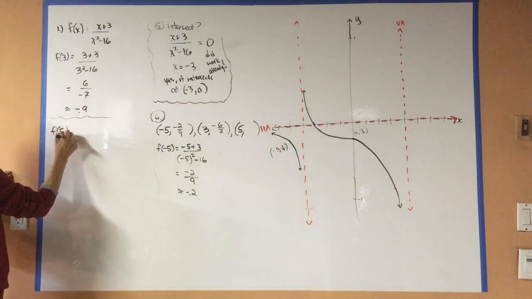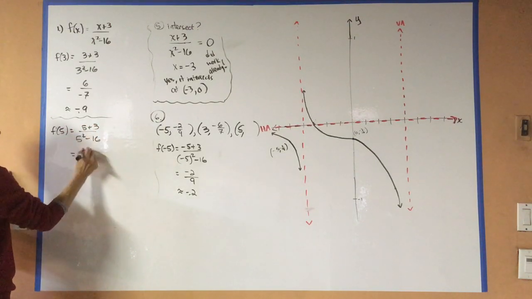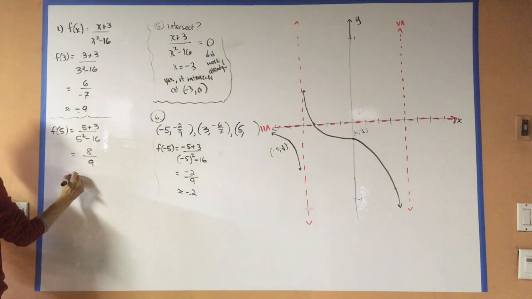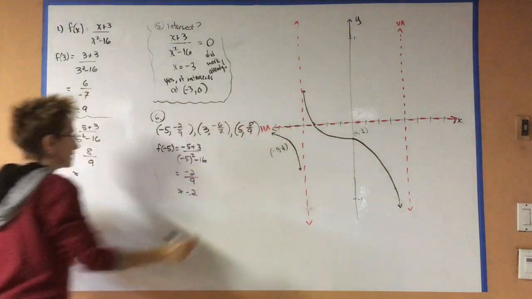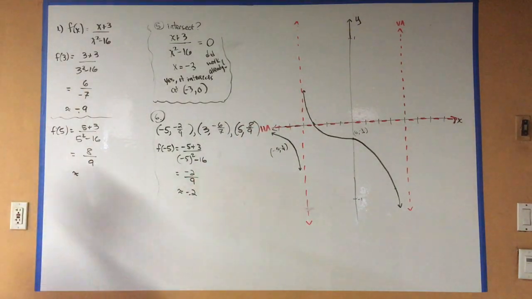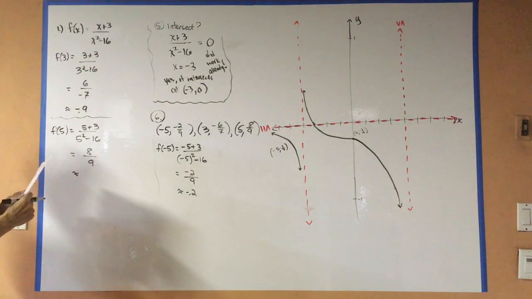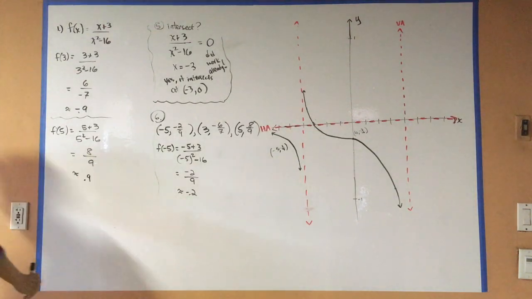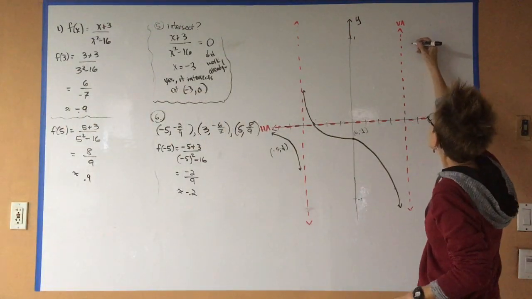So f of 5 is 5 plus 3 over 5 squared minus 16, which is 8 over 25 minus 16, which is 9. And then I approximate that. So this is 5, 8/9 for my listed ordered pair, but I'm going to approximate it so that I can graph it nicer, and that's approximately equal to 0.9 positive. So 5, 0.9, so that's way up here.